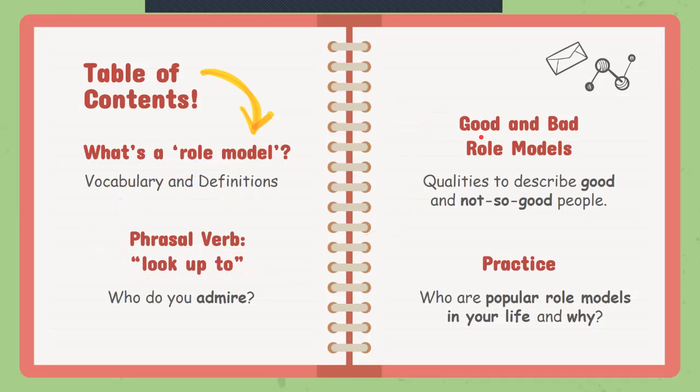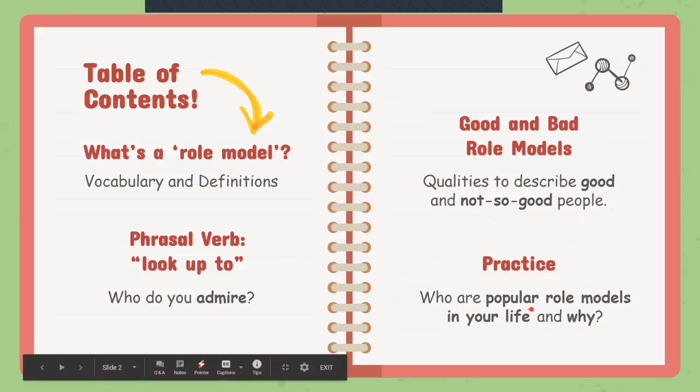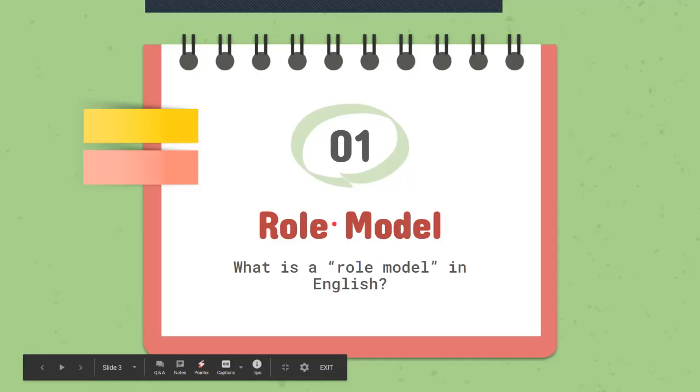Also, we will talk about good and bad role models. Some role models are good, some are bad. And we will talk about the vocabulary to describe the qualities of good and not so good people. And finally, practice. I'm curious, who are popular role models in your life and why? So let's begin. First, role model.